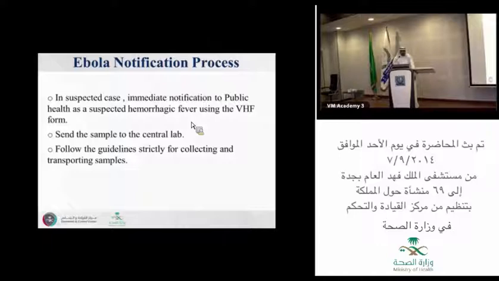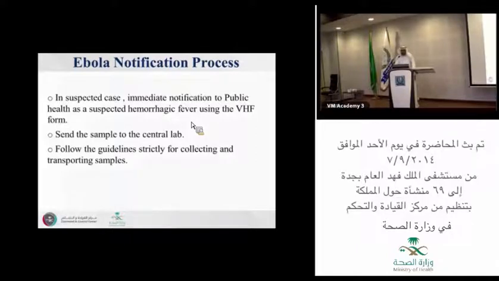Notification is one major part of surveillance, the process of early informing about a case or a suspect. It's a basic element of surveillance. It is a cornerstone in the control and prevention of infectious disease.